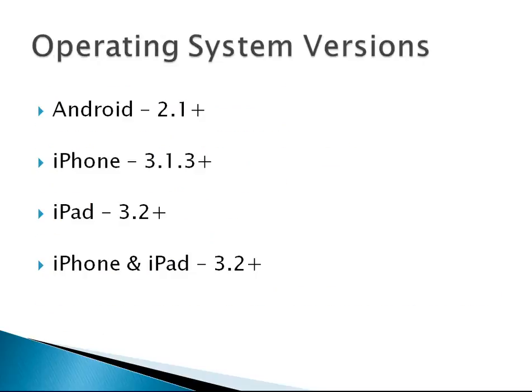So here are the operating system versions that you can submit for. There's Android 2.1 and up, iPhone 3.1.3 and up, iPad 3.2 and up, and then iPhone and iPad 3.2 and up. So you can choose, if you're developing an iOS app, you can choose from any of these. You can have just the iPhone, just the iPad, or both.